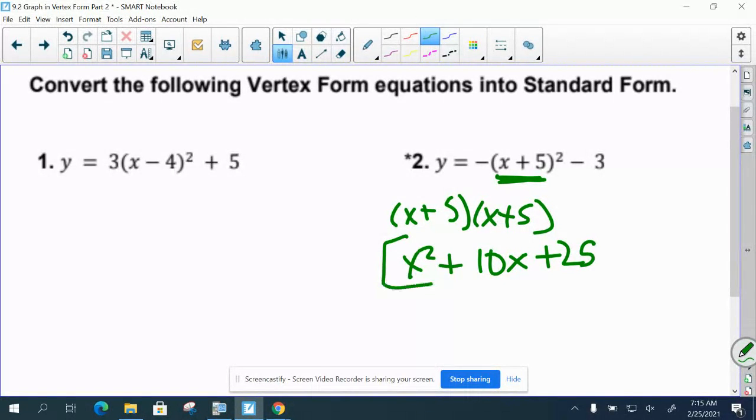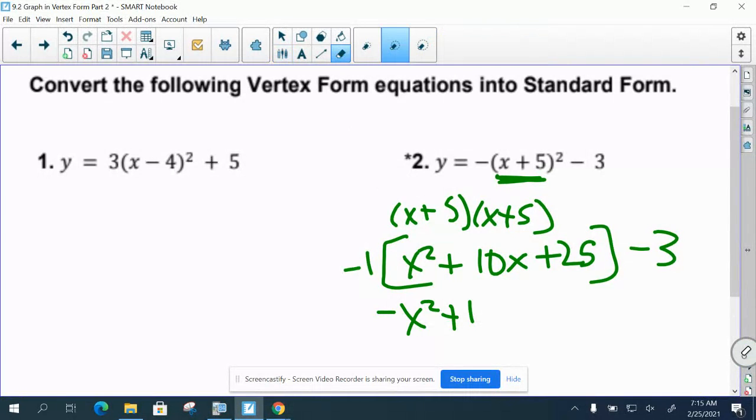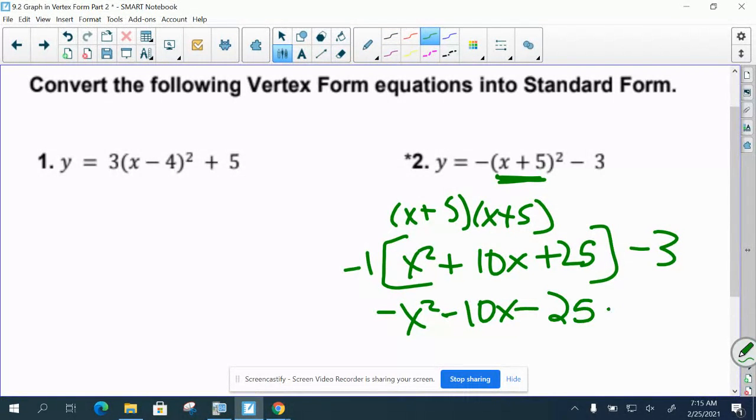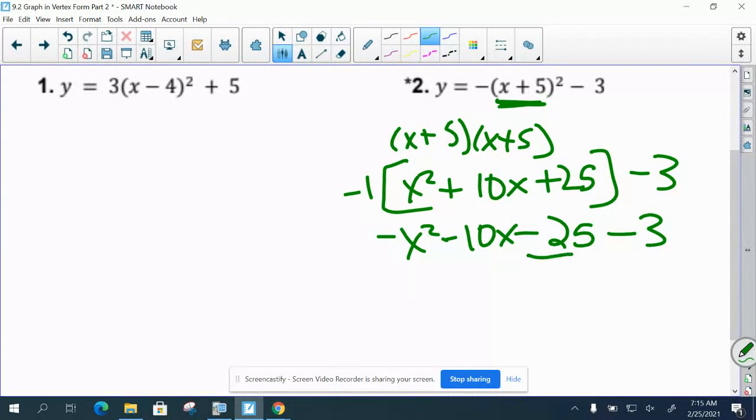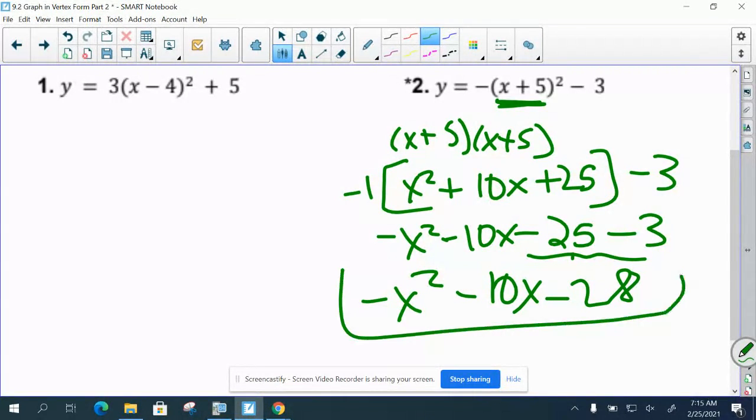Okay, but then we're going to drop everything else down, so we also have a negative 1 in front, and then we have a minus 3 at the end. So this just means you distribute the negative sign. So negative x squared, minus 10x, minus 25, minus 3. Okay, negative 25 minus 3 is negative 28, because you're adding 2 negative numbers together. Right? So that would be your answer.